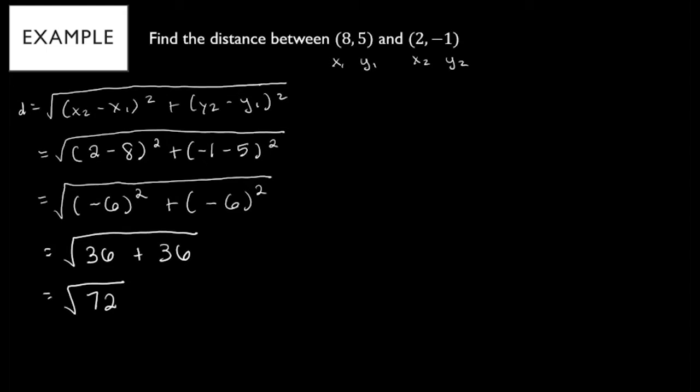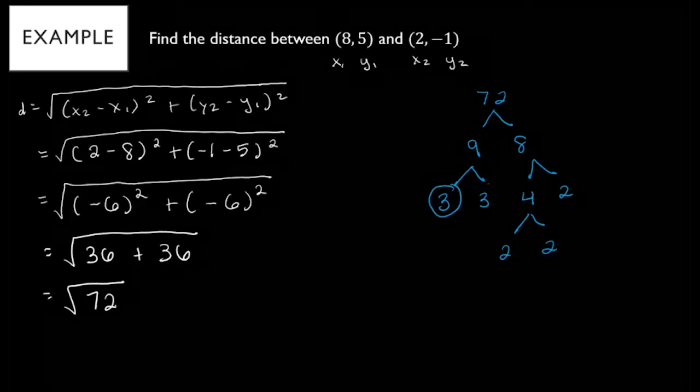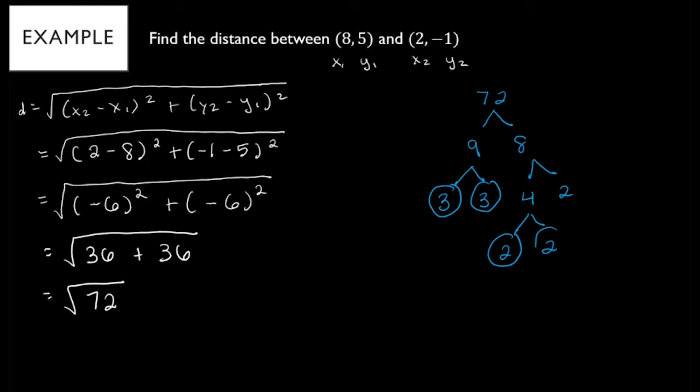And now 72 is not a whole number when you take the square root of 72. So this is where we need to simplify radicals. And this is where people are usually like, shoot, I don't remember how to do this. So I always like to make a factor tree. So 72 is 9 times 8. And then 9 is 3 times 3. 8 is 4 times 2. And 4 is 2 times 2. So I'm just breaking it down into its prime numbers.